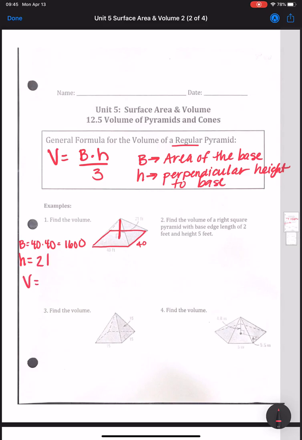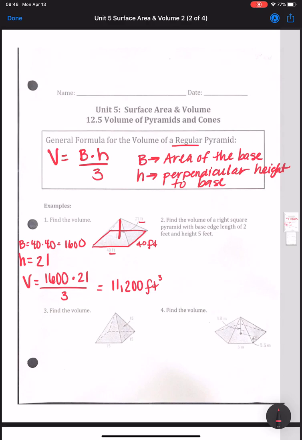So our volume, we're just going to use these things in our equation. 1,600 times 21, and then we have to divide our answer by 3. And when we do that in our calculator, we get 11,200. And because it would be feet times feet times feet, our units are feet cubed, or feet to the third power.